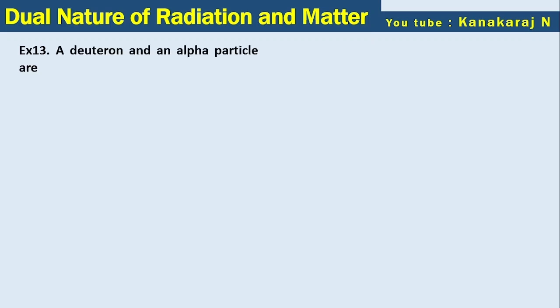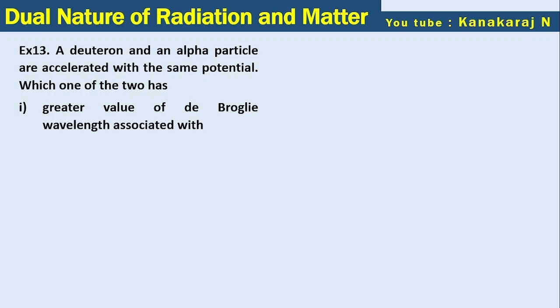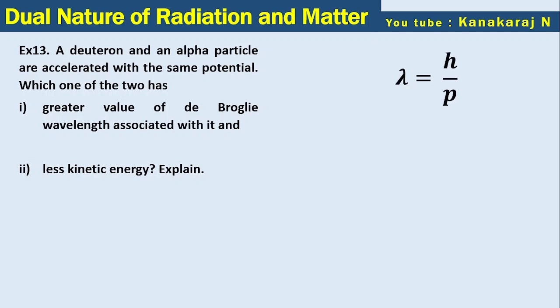A deuteron and an alpha particle are accelerated with the same potential. Which one of the two has (1) greater value of de Broglie wavelength associated with it and (2) less kinetic energy? Explain. Lambda equals h upon p.